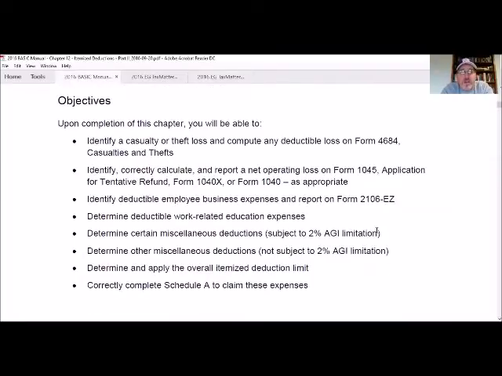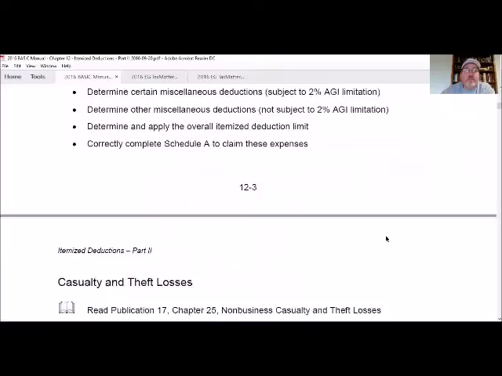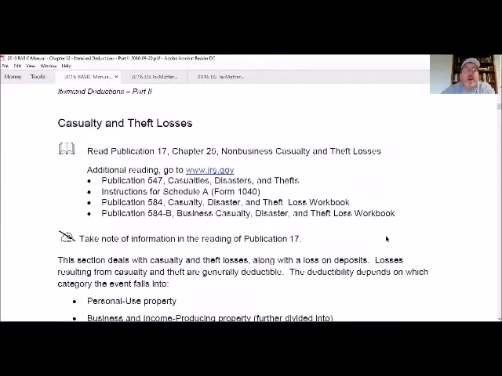We still are working on the Schedule A. The Schedule A is where we itemize deductions. Remember, we talked originally about the standard deduction versus the itemized. Right now, we've covered medical. We've covered some of the interest and taxes paid, and those things that are charitable contributions. And so we'll get into the bottom half of the Schedule A. Okay. The first section talks about casualty theft and losses.